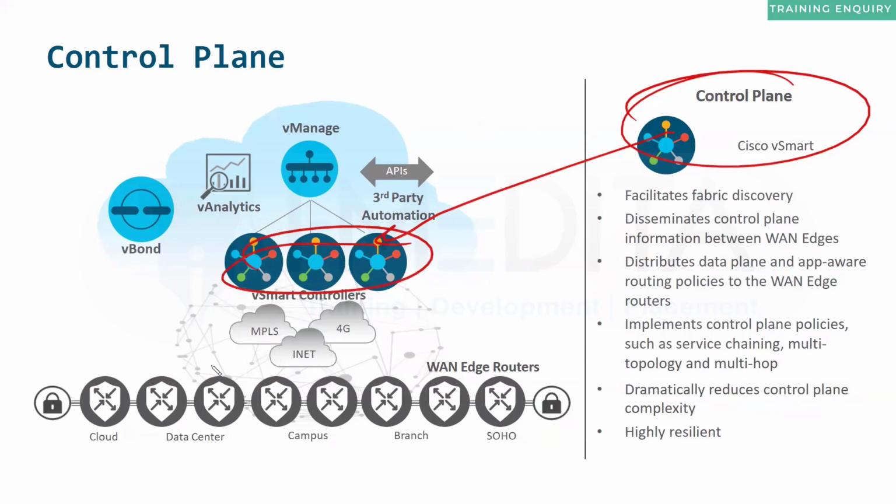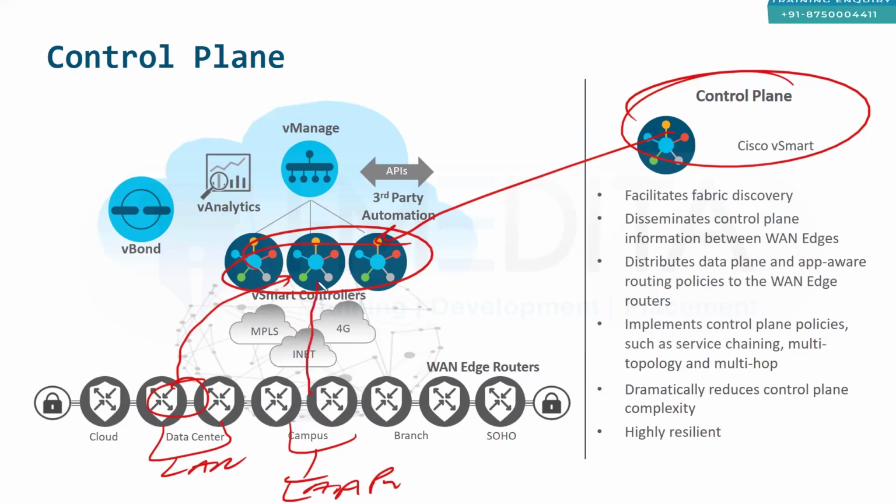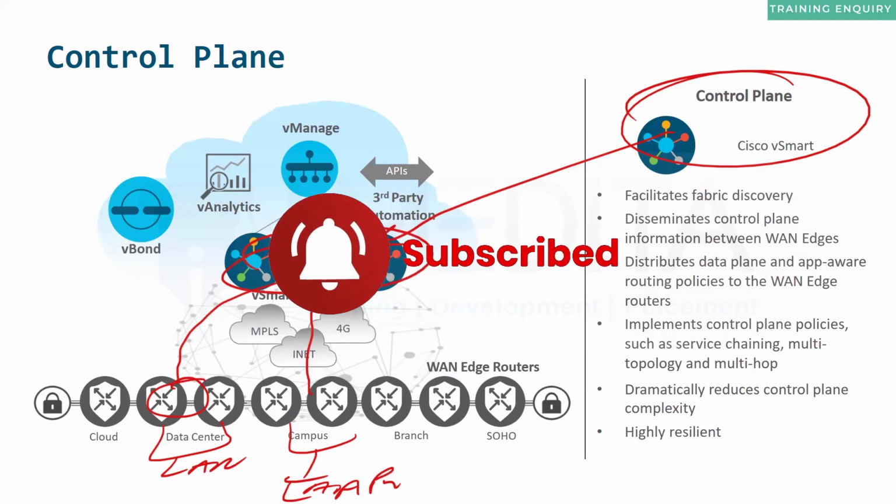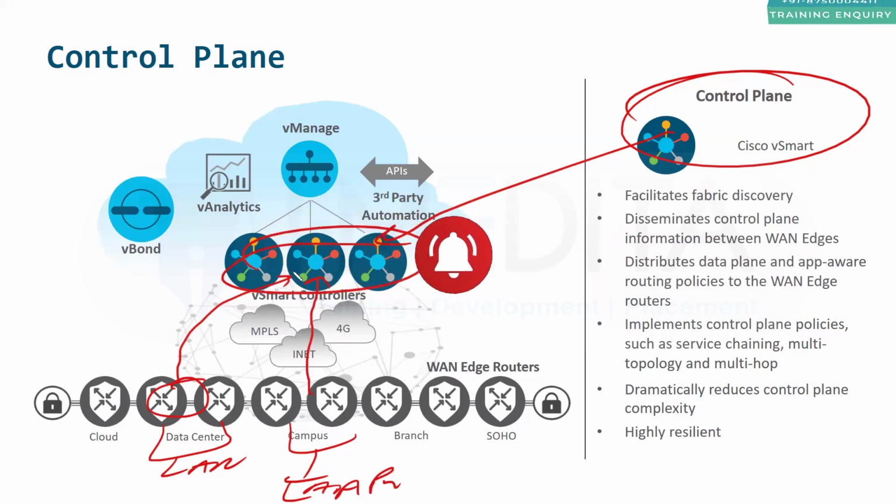So in short, let me give you one more example. Let's say in the data center you have a LAN prefix, and in the campus you also have a LAN prefix. If they want to exchange their LAN prefix information, they will have to provide that information to the vSmart in the form of OMP updates. Same, campus routers will provide that information to the vSmart controllers, or control plane, in the form of OMP updates. Then the vSmart controller will perform the best path selection, and by default the vSmart controller is going to work as a route reflector in BGP.